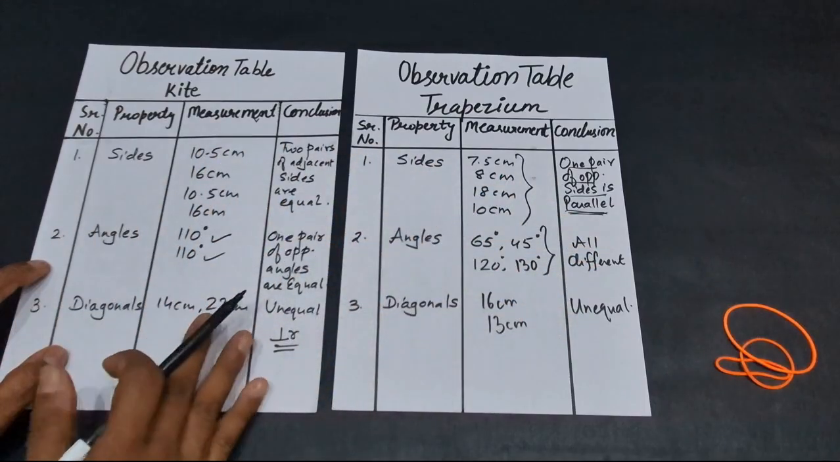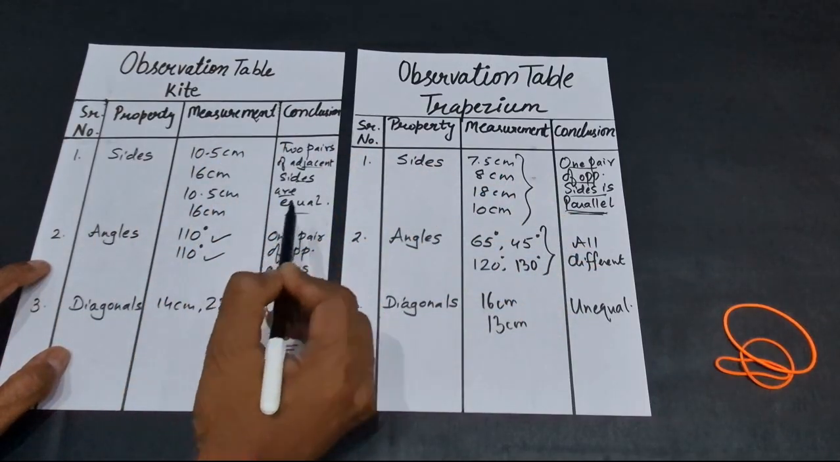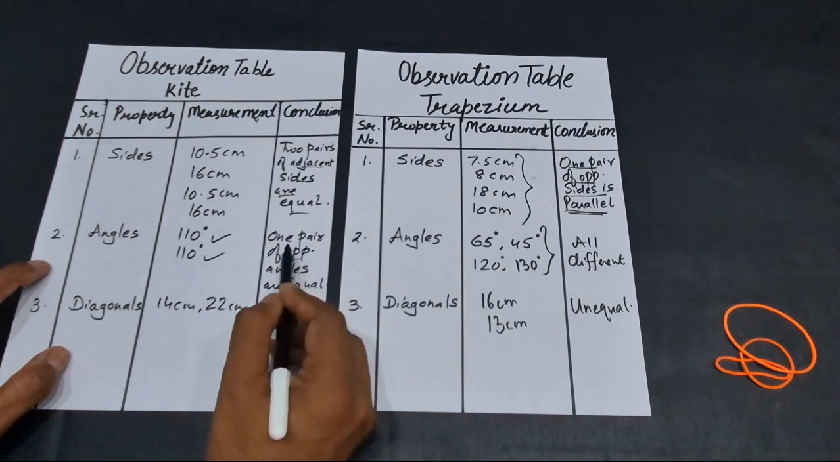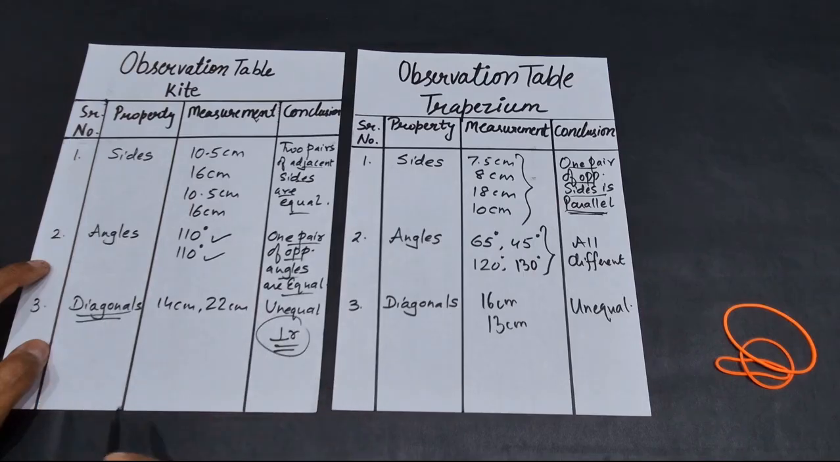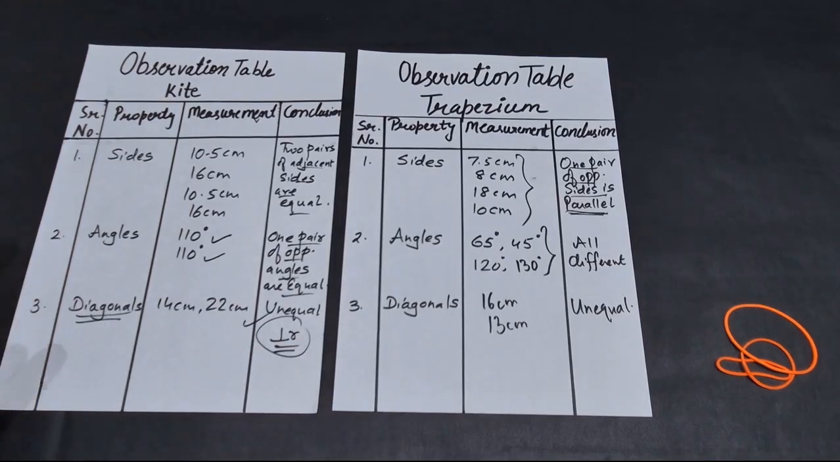In case of a kite, adjacent sides are equal, one pair of opposite angles are equal, and the diagonals are perpendicular to each other, but they are unequal in length. And that completes our activity on the properties of a kite and a trapezium.